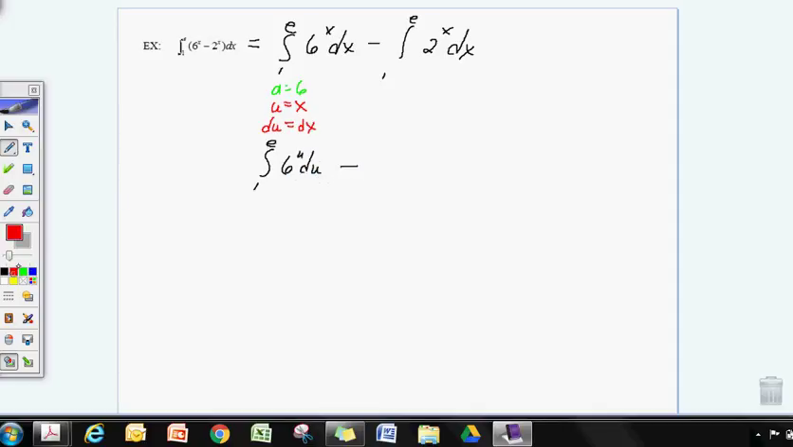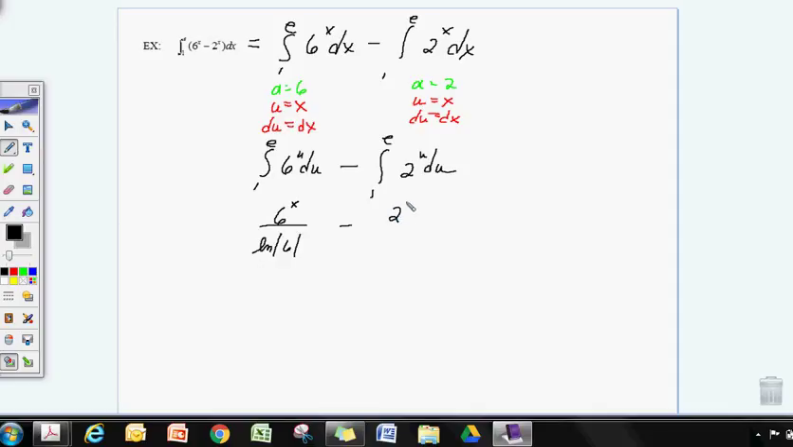Subtract, and I'm looking at the same thing over here. My a value is 2. My u value is x, and my du value is dx. And then rewriting that is the integral from 1 to e of 2 to the u du. Following my pattern, I'm going to get 6, and I'm going right to the end of this, 6 raised to the x over natural log of 6.